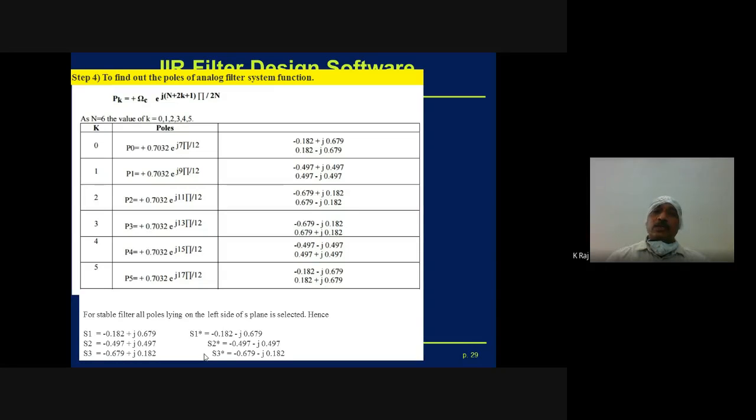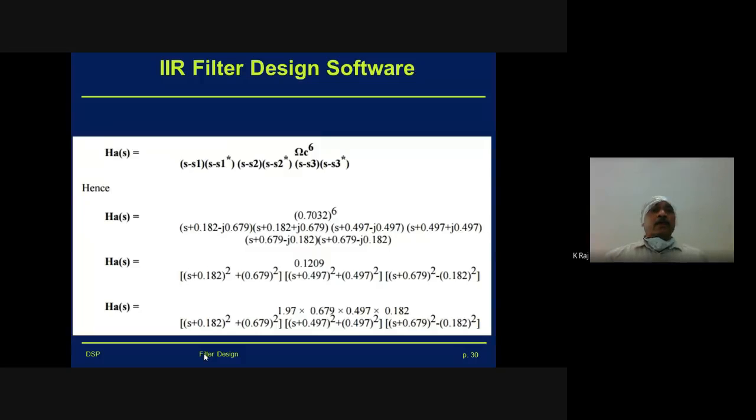We are getting S1, S2, S3, and at the same time their conjugates, that is S1 star, S2 star, and S3 star. Now H(s) will be nothing but, in the denominator, (S minus S1) multiplied by (S minus S1 star), (S minus S2), (S minus S2 star), (S minus S3), (S minus S3 star), and in the numerator there will be omega c to the power n. And what is n? n is 6. So we have derived the value of omega c, and we know the values of S1, S1 star, S2, S2 star, S3, S3 star. Now these are complex values, so we will put those values here and solve the equation, and finally we will get the transfer function H(s).